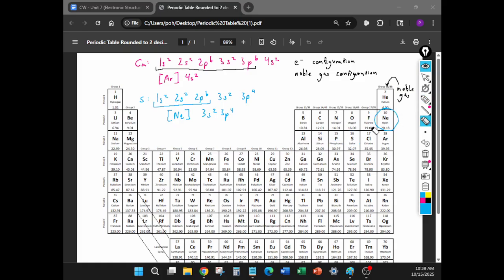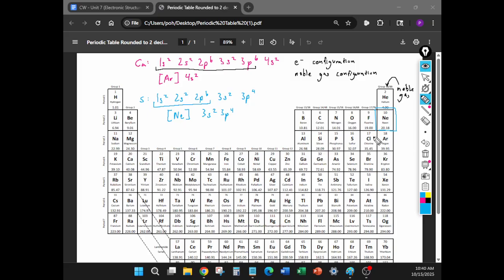Okay, so always look at the noble gas before your element, and whatever that noble gas does not have for its own electron configuration, you just add it on top of it. All right, any questions on that?